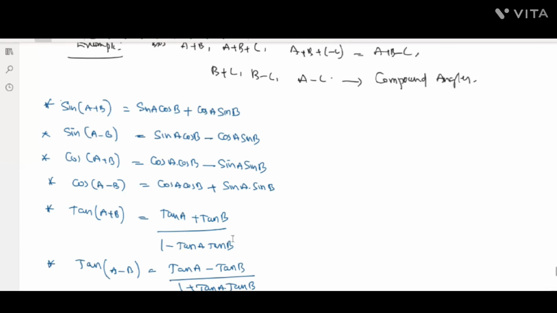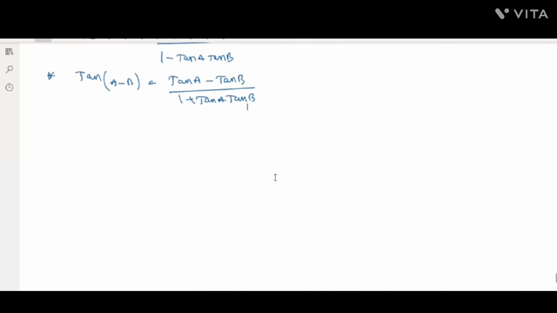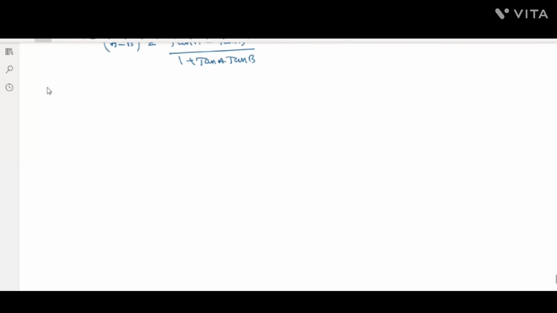Even we can write for secant(A+B), secant(A−B), cosecant(A+B), but those are the reciprocal of this one. So by taking the reciprocal formula of this one, you will get that. Otherwise, by changing it to sin and cos, you will get the compound angle. So let's see how we can prove this. We'll see the proof for only one, and the remaining will all be done in the same way.